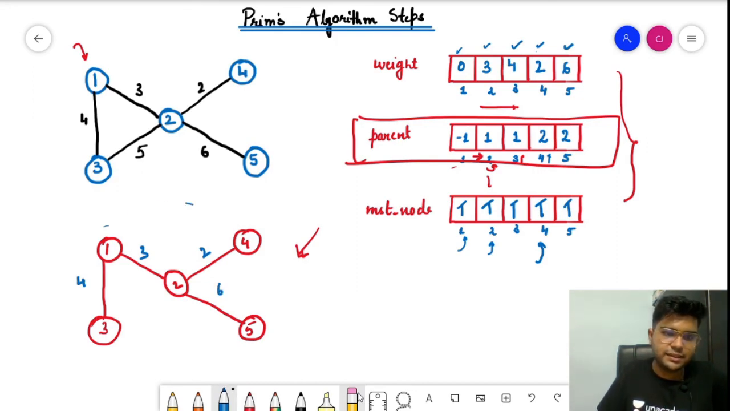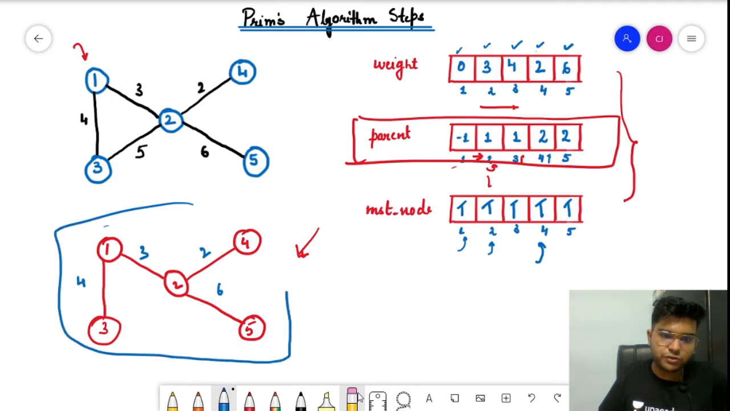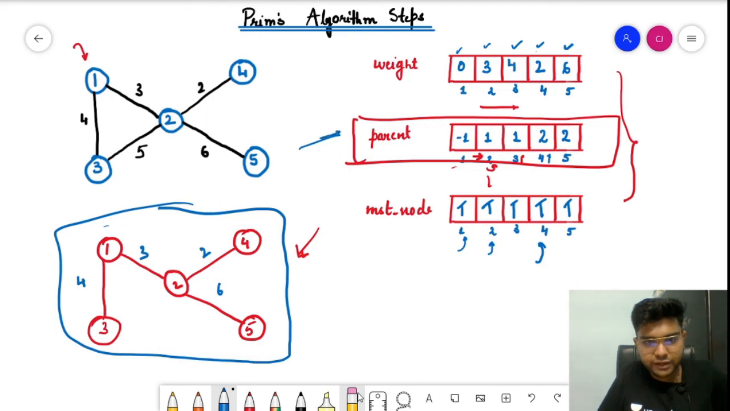So this is the final structure of the MST which is formed. From the parent array we get all the edges which need to be there in the MST, and the properties of the MST are also satisfied. There is no cycle formed. There are n-1 edges. You can see 4 edges there. And what is the minimum weight that we have? That is 4 plus 3 plus 2 plus 6, which is equal to 15, right?